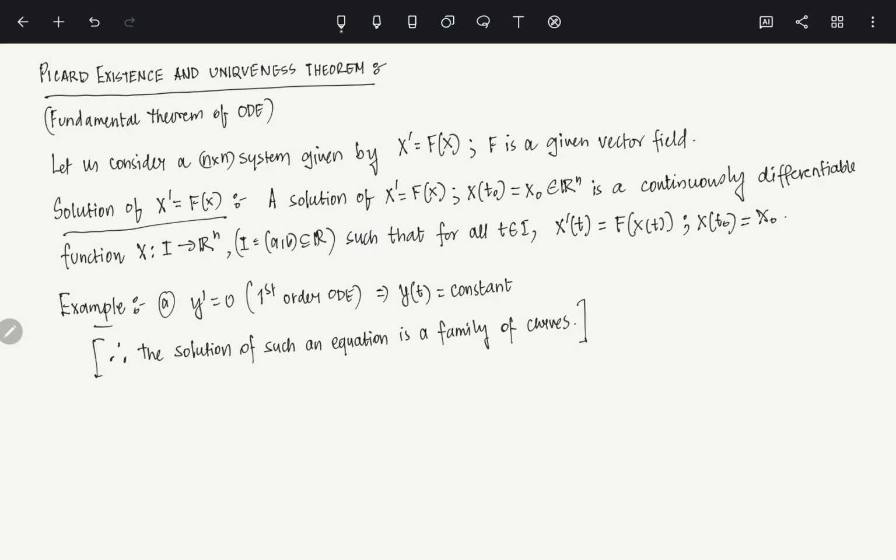Now, does there exist a solution? Of course. How many solutions are there? They are infinite, because C is varying in R. So uniqueness is not here. Generally speaking, if you are not specifying the initial data, the uniqueness part won't work. Most of the time there may be a solution, but you cannot guarantee the uniqueness.